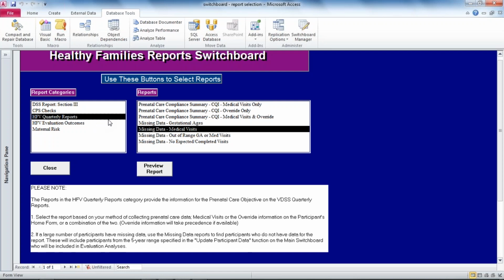The quarterly reports that are available from the supplemental system, or it's really just one report, pertains to the prenatal care data. Rob has not developed an analysis of the prenatal care information at this point, so we're still doing that in the supplemental system.